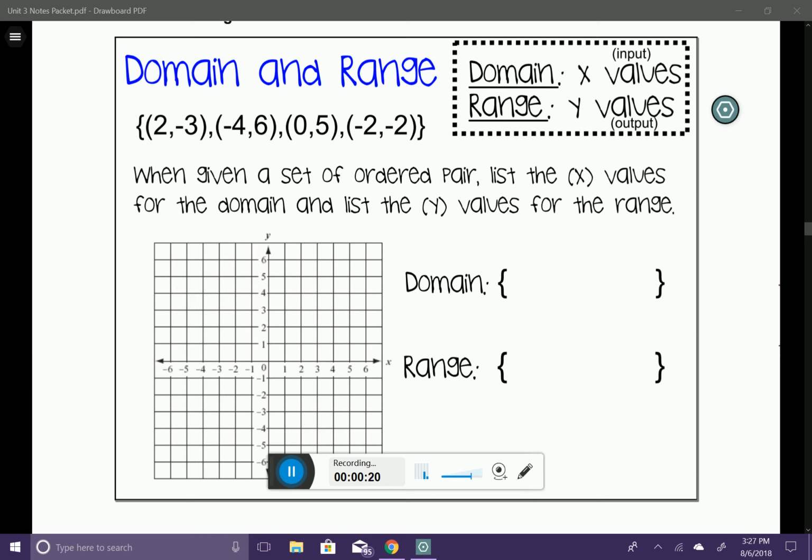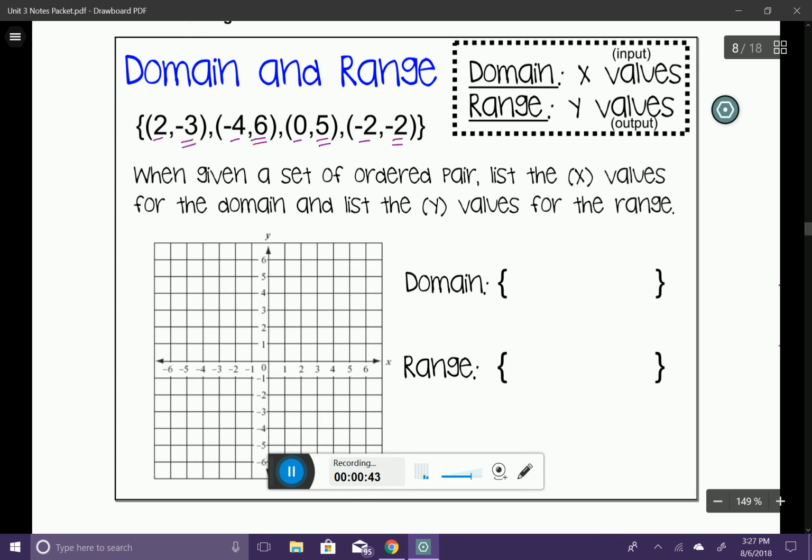If we look at this set of ordered pairs that we have here, we can determine what the input and output values are, or the domain and range, just by looking at the coordinates. We always know that a coordinate begins with an X and then ends with a Y. All of the ones that I'm underlining here are going to be our domain values, and the ones that I'm double underlining are going to be our Y values.